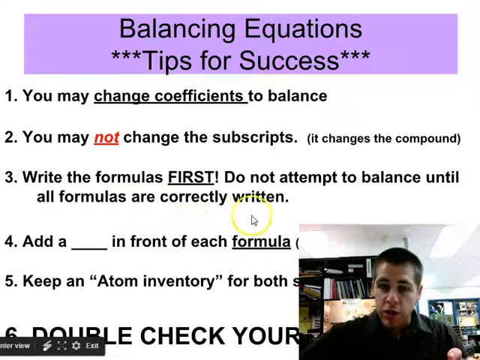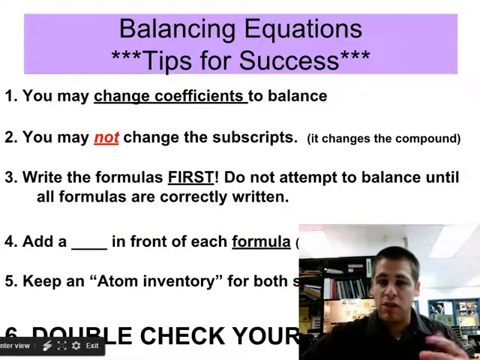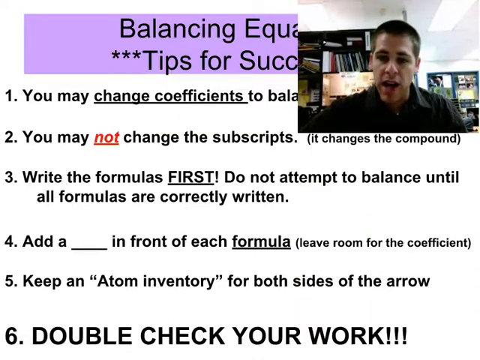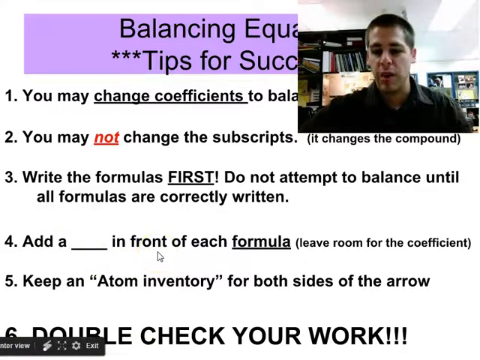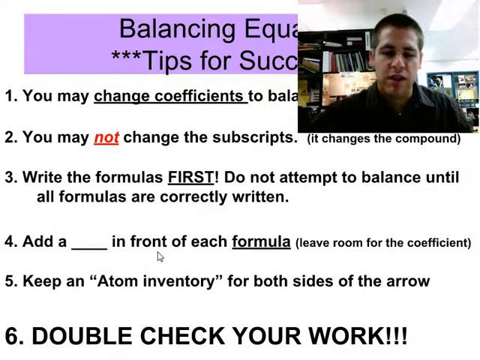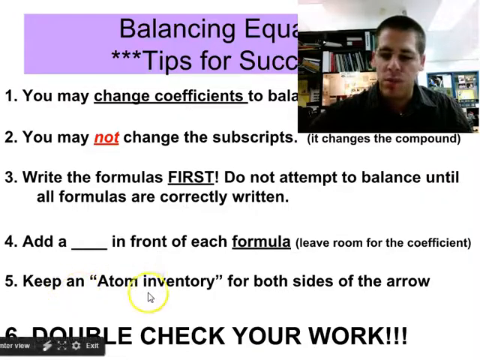You want to write the formulas first. You have to have the right formulas or else the reaction will actually never be balanced. And you can add a blank in front of each formula so that you have enough space. Basically, just leave yourself enough space. Okay, and keep some sort of atom inventory.